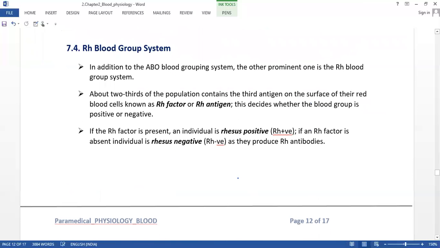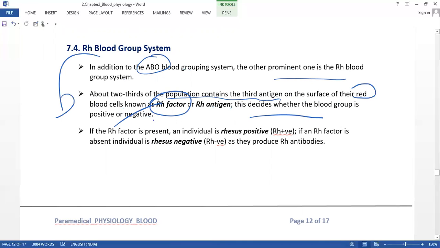Now, the Rh blood group system. In addition to ABO, there is another prominent one, the Rh grouping system. About two-thirds of the population contain a third antigen on the surface of their red blood cells, known as the Rh factor. This is not for everyone, but for about two-thirds of the population, and it decides whether the blood group is positive or negative. The Rh factor alone decides whether the patient is positive or negative.